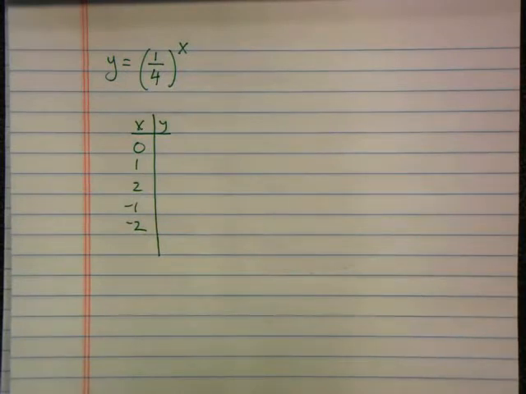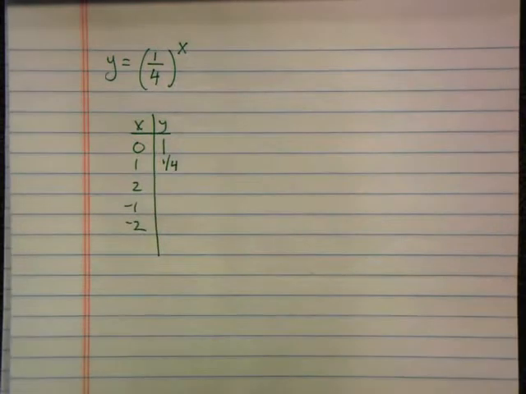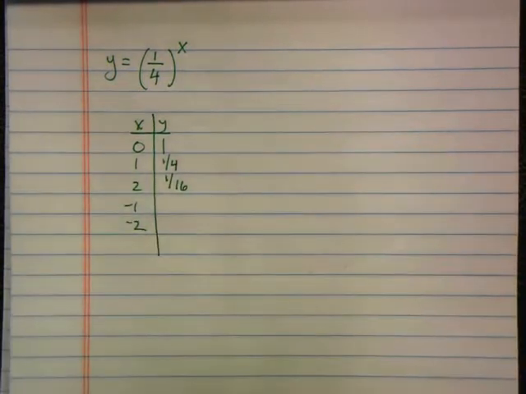What happens when I plug in 0? How much is 1/4 to the 0? 1. Anything raised to the 0 power is always 1, except for the number 0. And then I plug in 1. What's 1/4 raised to the 1? 1/4. How about 1/4 squared? Well, 1/4 times 1/4, you multiply the tops, multiply the bottoms. 1/16.